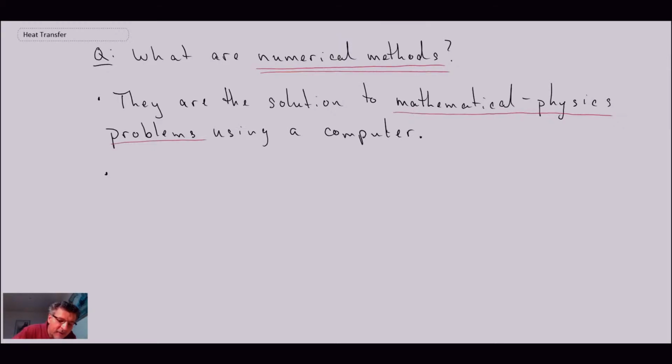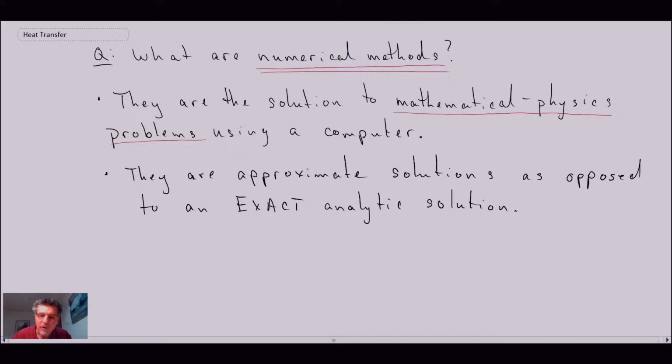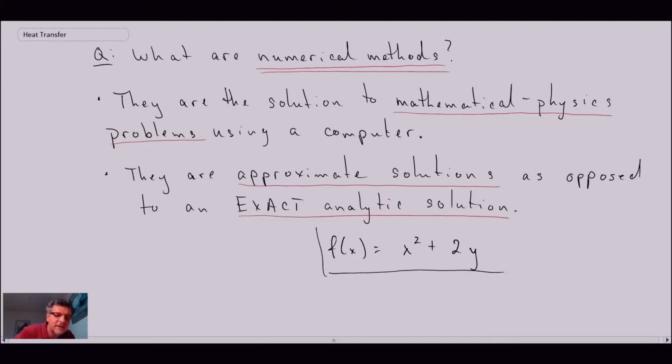Another thing that we can say about numerical methods, numerical methods provide us with approximate solutions to these mathematical physics problems. So that's another point that is important to realize. And this is different than if you are able to come up with an exact analytic solution. So that might be something like f of x is equal to x squared plus 2y. Actually that should have been f of x, y, because we have the two variables there, but you'll come up with an exact analytic relationship.